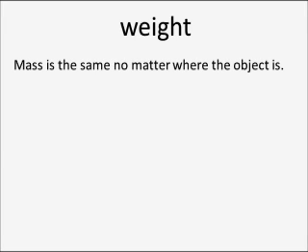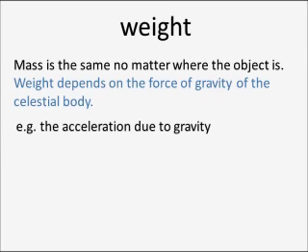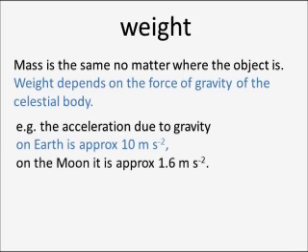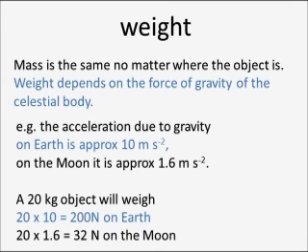Mass is the same no matter where the object is, whether it's on the Moon or on Earth. Weight depends on the force of gravity of the celestial body. So let's look at an example between the Earth and the Moon. On Earth, the acceleration due to gravity is approximately 10, and on the Moon it's approximately 1.6. So if we had to work out the weight of a 20 kilogram object, well, it's 20 kilograms on the Earth as well as on the Moon. That doesn't change. But the weight on Earth is 20 times 10, because that's the acceleration due to gravity, so it's 200 newtons, while on the Moon it'll be 20 times 1.6, so it's only 32 newtons on the Moon.